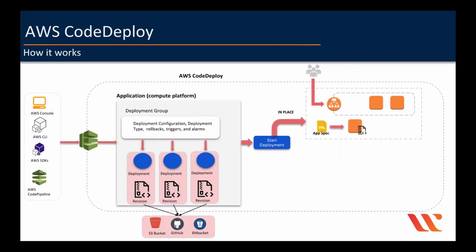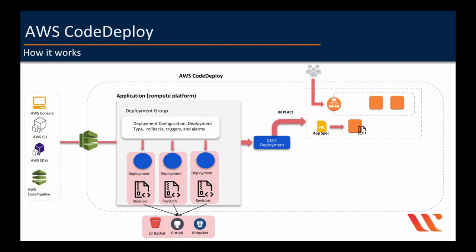CodeDeploy will drain the instance from the load balancer and deploy the revision and perform the hooks based on the AppSpec YAML file. So during the time CodeDeploy is performing the deployment, the request will only be sent to the healthy instances on the load balancer. And once done, the instance will be added back to the load balancer and start with the next one.